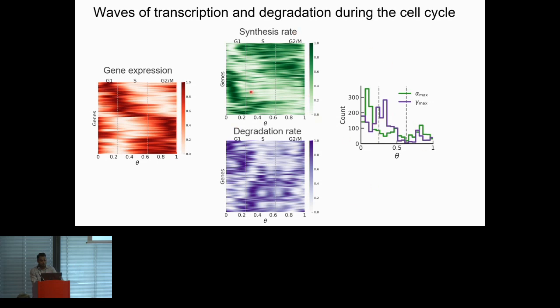Here I'm summarizing the heat maps here. So what I'm doing is it's a distribution of theta at which you get maximum synthesis or maximum degradation. And once again, we see there's a very prominent production and degradation wave in G and S phases respectively. There's also another wave during mitosis.